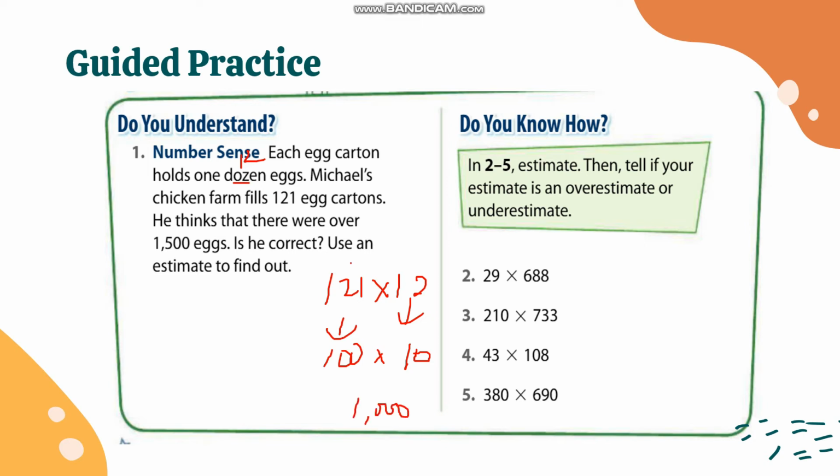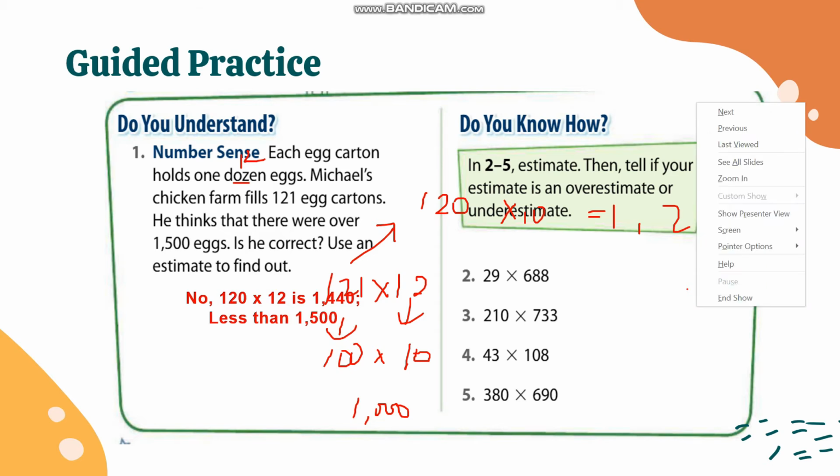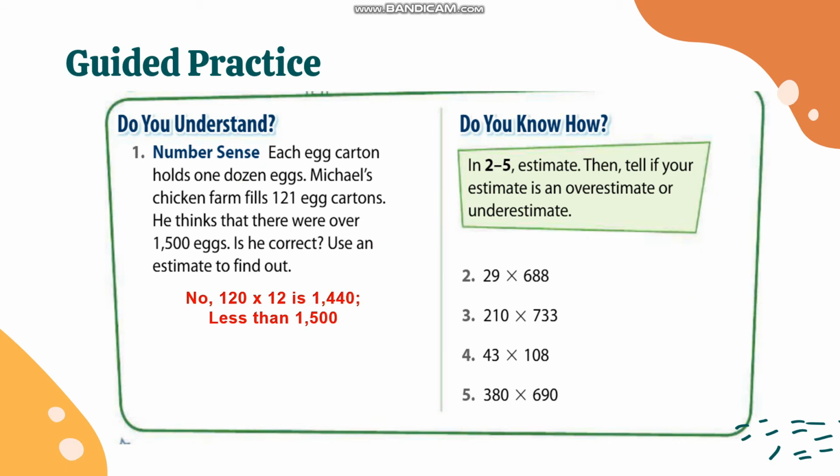Or is it possible that I'm going to adjust this one to 120, then multiply by 10, and that is equivalent to 1,200? Yes, that's also correct. Okay? The answer is no, because 120 multiplied by 12, this is another way, is 1,440. So it is less than 1,500 still. Okay, so those are the different ways to find the answer to question number 1.